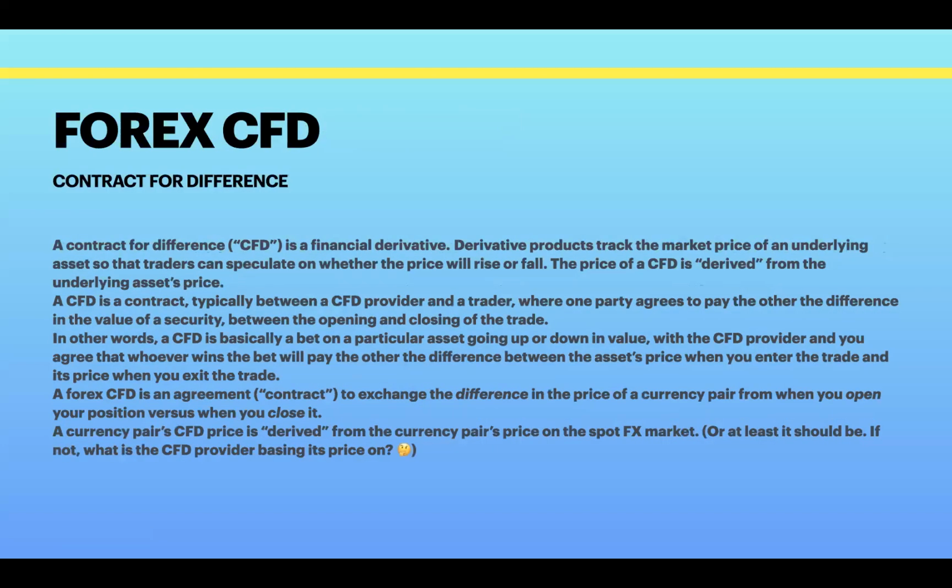What is a Forex CFD? It's a contract for difference. A contract for difference, or CFD, is a financial derivative. Derivative products track the market price of an underlying asset so that traders can speculate on whether the price will rise or fall. The price of a CFD is derived from the underlying asset's price. A CFD is a contract, typically between a CFD provider and a trader.